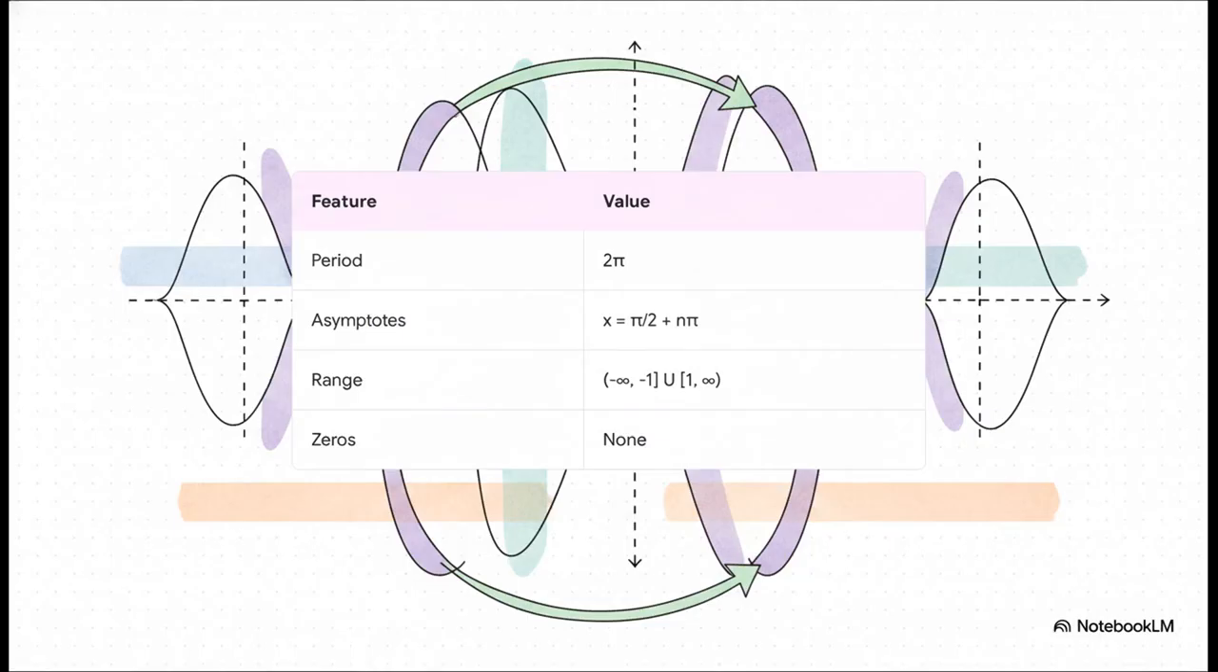And this process basically reveals all the key features for us. The period is 2 pi, which makes sense, right? It's just following its cosine guide. The asymptotes pop up exactly where cosine is 0, and notice the range. The graph only exists above 1 and below -1. And that empty space in the middle makes total sense now, because our U-shapes can only launch from the highest and lowest points of the cosine wave.